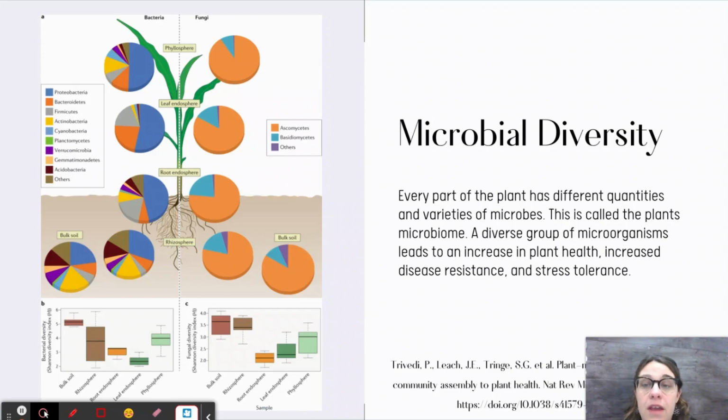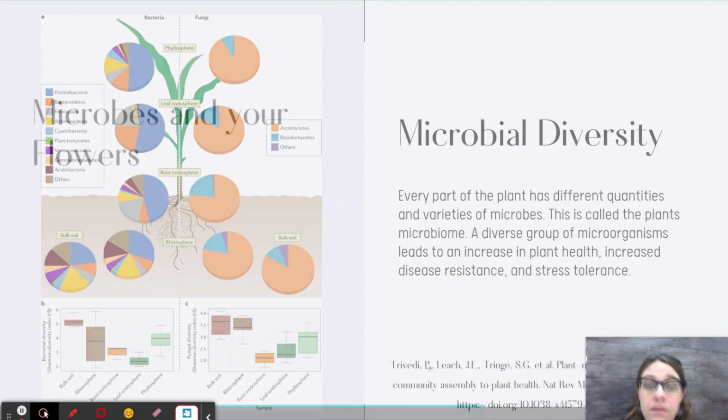Having a diverse group of microbes on your plant is amazing for that plant. It is what that plant has evolved to live with. It leads to an increase in plant health, an increase in disease resistance, and an increase in the stress tolerance of that plant. A plant can't grow by itself that well. It needs all these bacteria and fungi to be healthy and to produce, in my case, a lot of flowers.